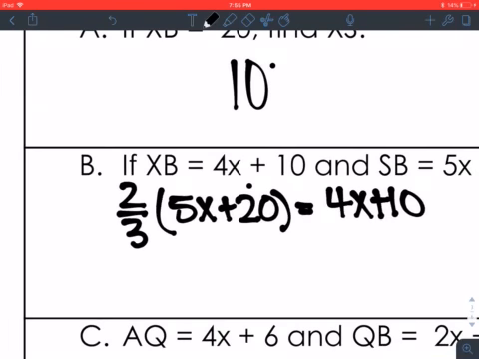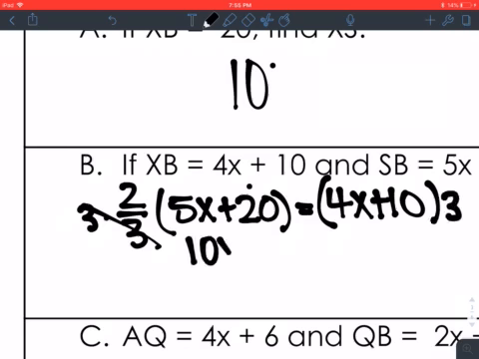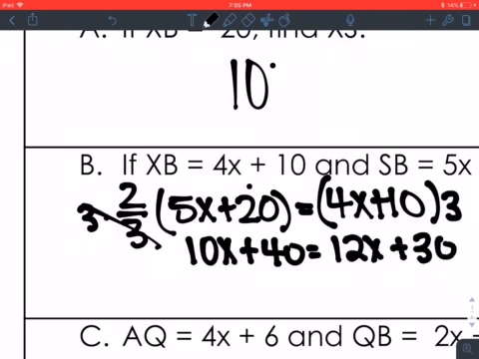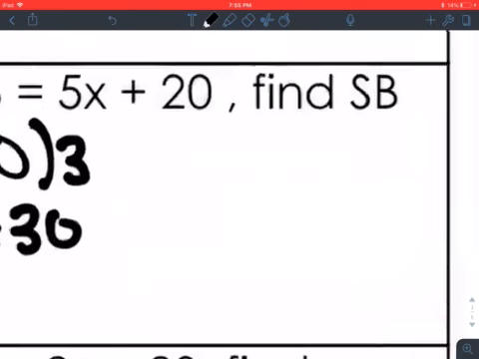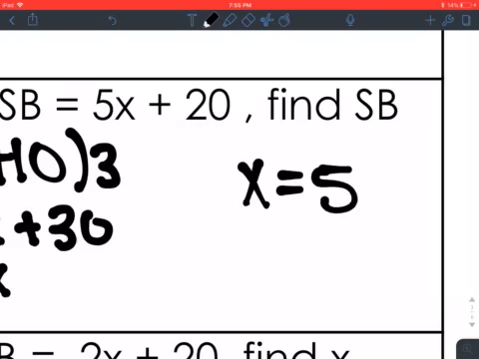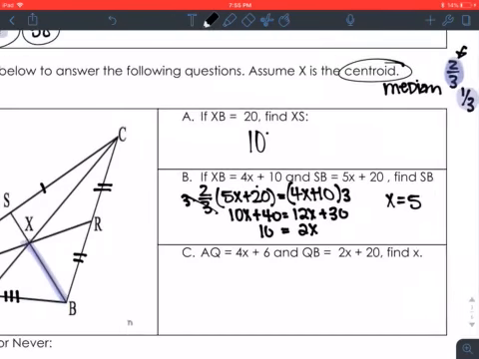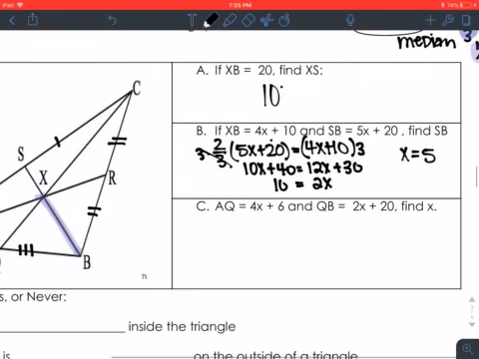And then however you deal with fractions, you can do that. I like to not have to deal with them at all. So I'm going to multiply by 3 on this side to cancel out the 3 here, but I also have to multiply by 3 here. So you're going to distribute through, and 10x plus 40 is equal to 12x plus 30. I'm going to get my x's on this side. So 2x is equal to 10, which means that x is equal to 5. To find SB, you can plug back in. All right, on your own.